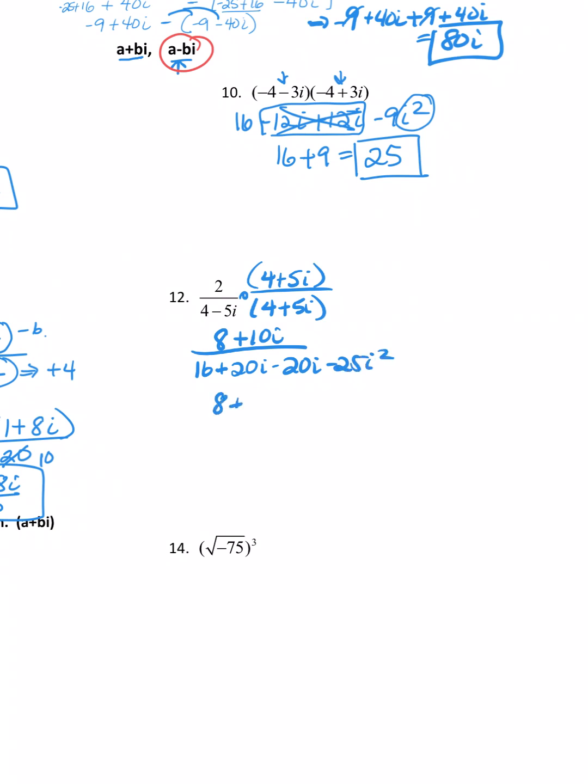So the top is good to go. Not much to do there. These cancel out, right? This becomes a plus 25. So 16 plus 25 is 41. Now notice, I could take a 2 out of these two, but that doesn't get me anywhere. It doesn't help me reduce the bottom at all. So I'm just going to leave my answer just like it is.